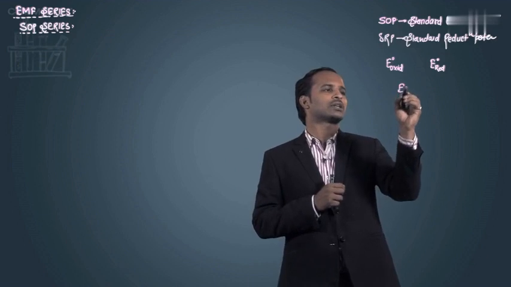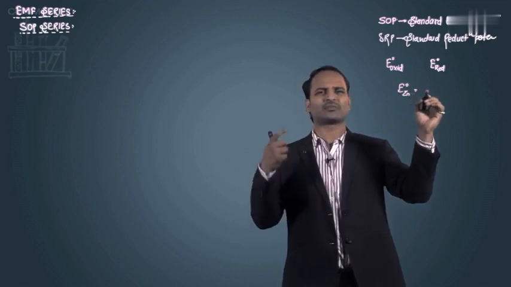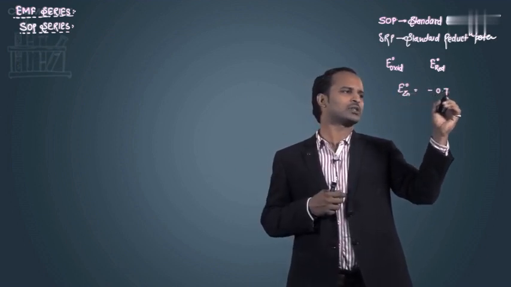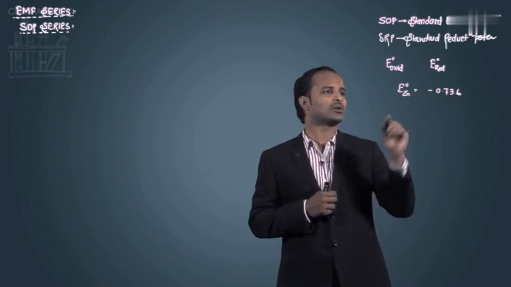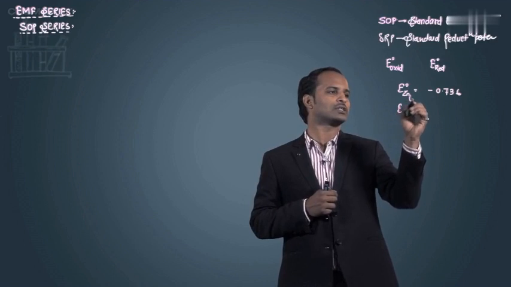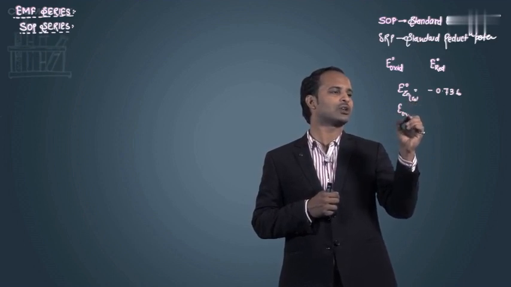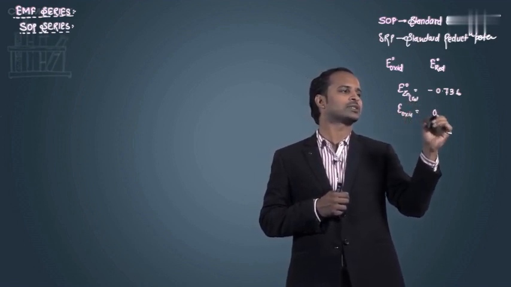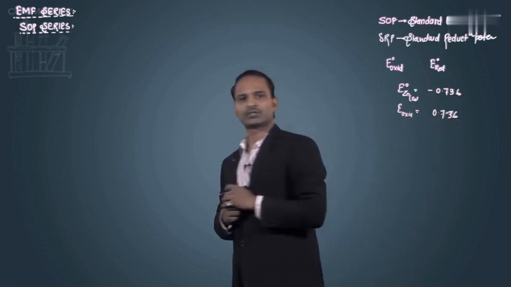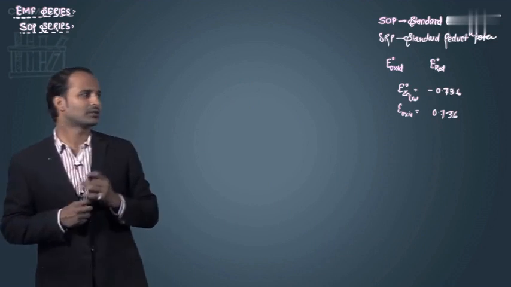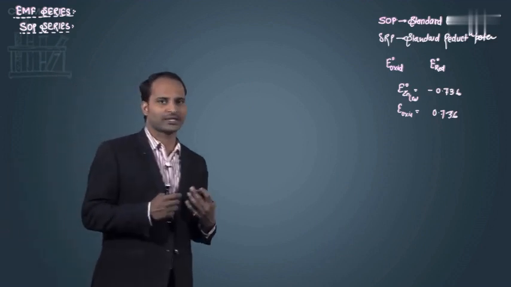The values are for a given metal or a given element. For example, suppose the reduction potential of zinc is minus 0.736. Then what will its oxidation potential be? If it is a reduction potential, then the oxidation potential will be the same number, only the sign will change. So oxidation and reduction values are the same, only the sign changes.